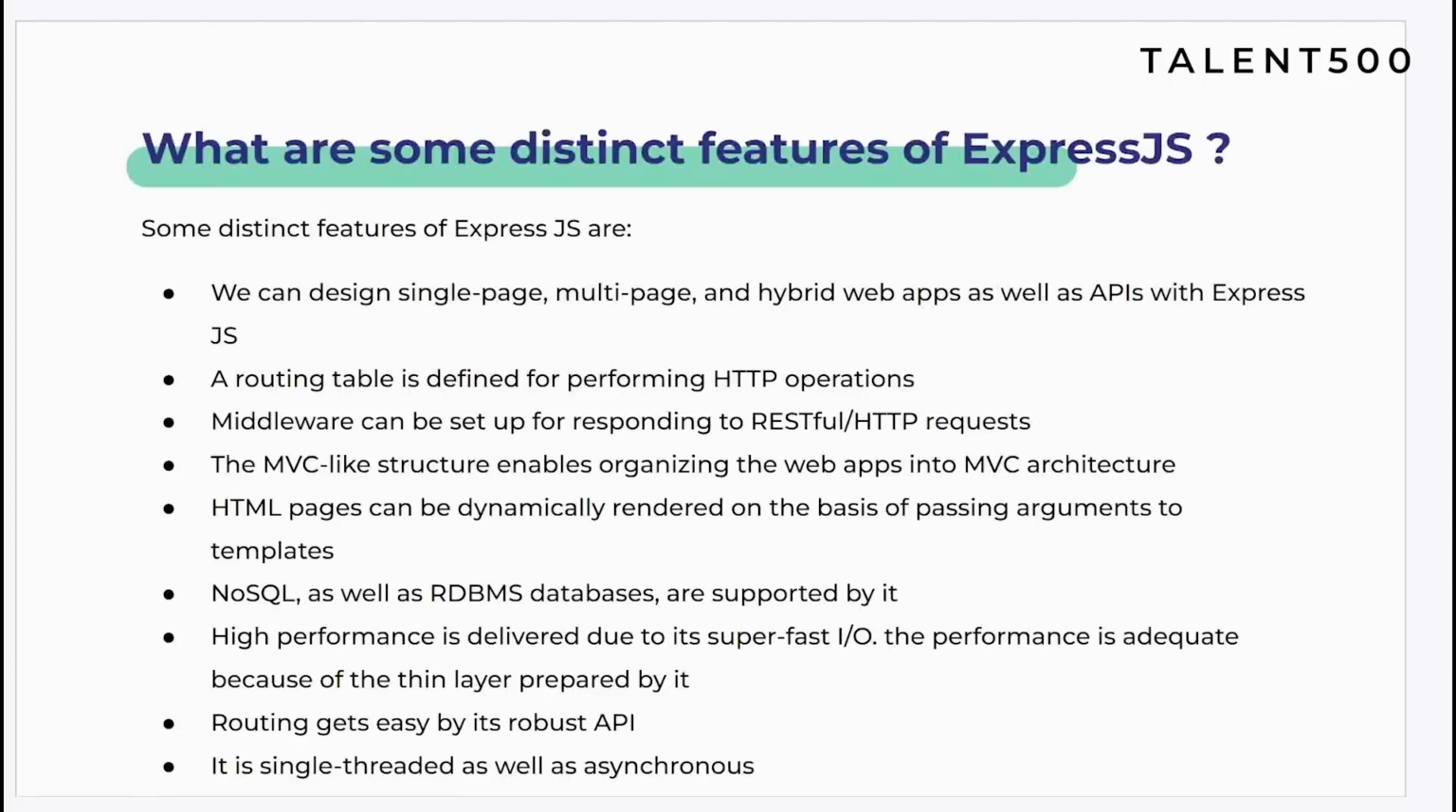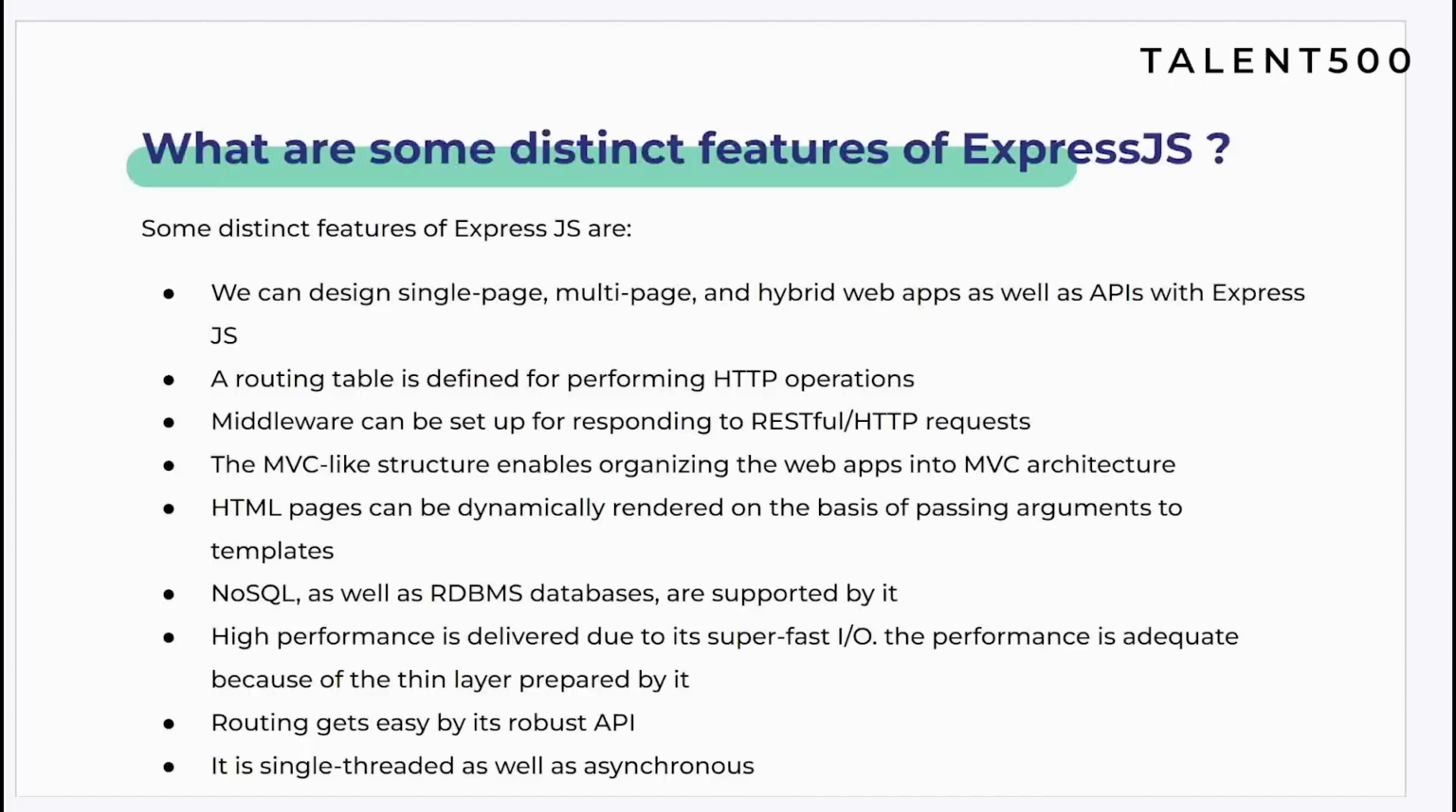So what are some distinct features of ExpressJS? Now here you need to explain all the distinct features of ExpressJS in detail. You can use the help of examples as well. So the first and most amazing feature of ExpressJS is that, specifically, we can design single page, multi-page, hybrid web apps as well as APIs with ExpressJS. So not just single page websites or APIs, but it also allows us to build multi-page or hybrid web apps using ExpressJS. It has a routing table defined for performing HTTP operations.